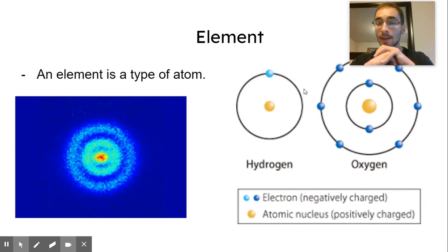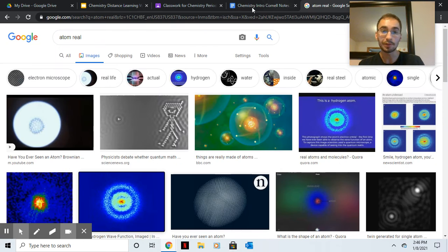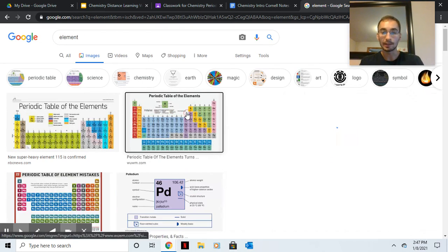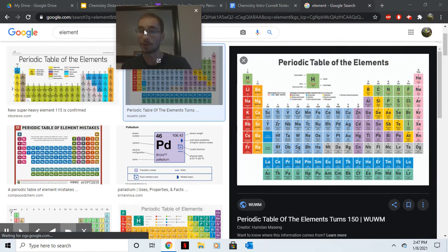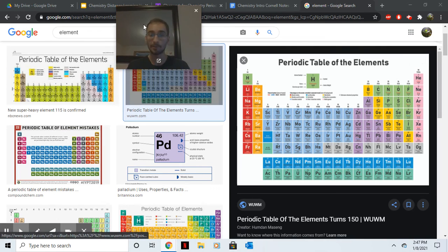Next, element. An element is a type of atom. It's like a special atom. So there are a bunch of different types of atoms. Like hydrogen and oxygen are very common elements. And if you look up element online, you'll get something that looks like a table. This is all the different elements in the universe. As far as we know, all the different atoms are in this table. There are like 180 different atoms in the universe, and they're all elements. They're all in something called the periodic table.